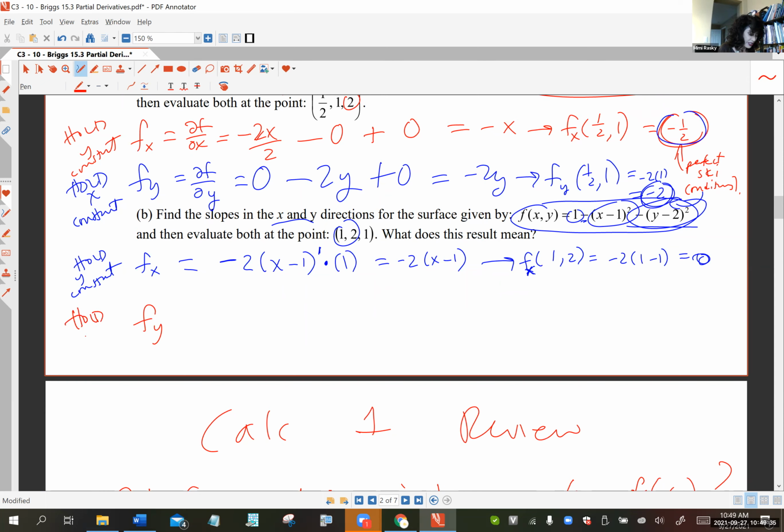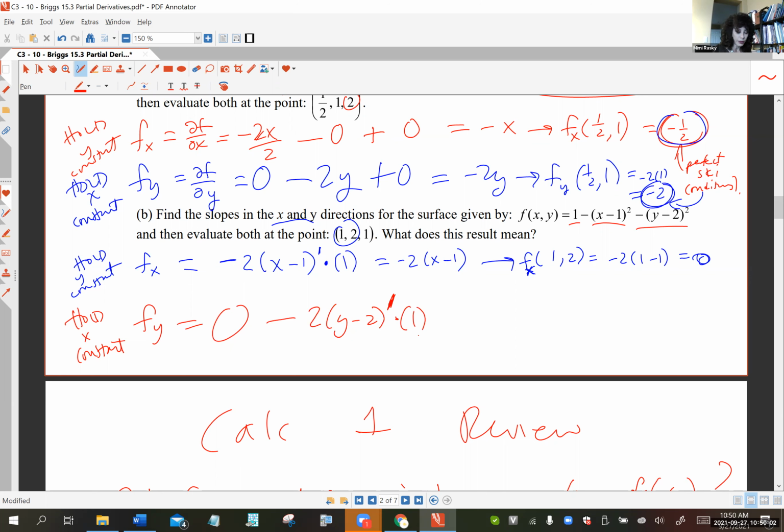So here, put on your other set of glasses and hold x as constant. And when you get the first partial of f with respect to y, what happens here? Well, the derivative of 1 with respect to y is 0. The derivative of x minus 1 squared with respect to y is 0. So you just got a big fat 0 there. Then the last term, you're going to use your chain rule. And this is going to be negative 2 quantity y minus 2 to the 1 times the derivative of y minus 2 with respect to y, which is just 1. And then evaluate this partial derivative at the point (1, 2), and we'll substitute y equals 2 here. And I get also a 0.